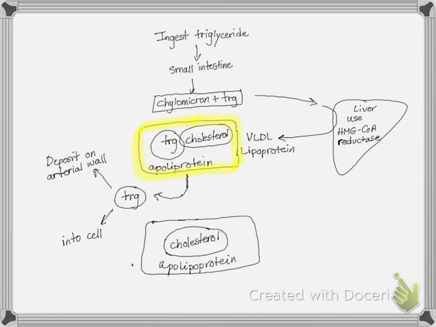So the VLDL is going to give up its triglyceride to either be deposited on the arterial wall or into a cell. The rest of it goes back to the liver as an intermediate density lipoprotein to become now an LDL, which is a low density lipoprotein. Okay, so that's what this thing right here is, your LDL. So when we talk about the bad cholesterol, we're talking about this.